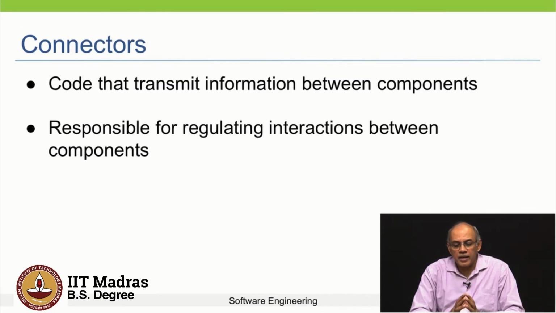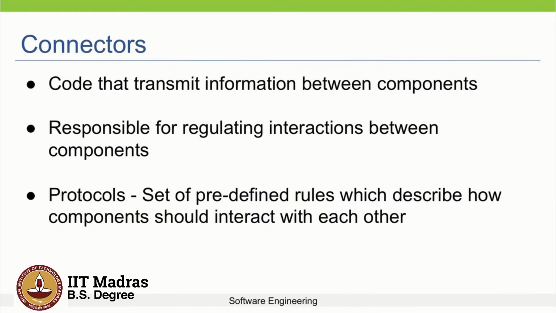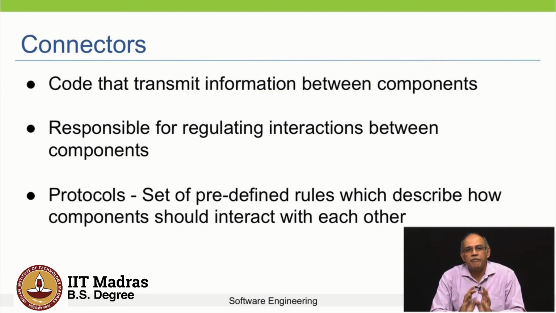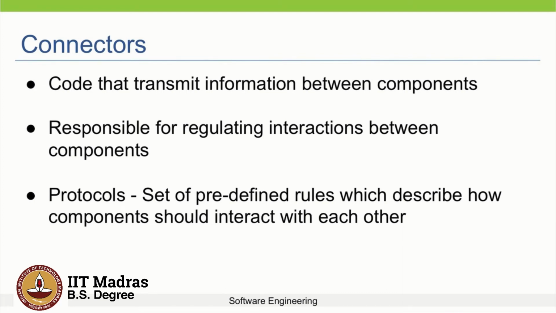Now there needs to be a standard way in which components can interact with each other. These are called protocols. A protocol is nothing but a set of predefined rules which describe how the components should interact with each other. For example, let us say there is the client component and the server component. Both need to understand and agree upon the way in which the message will be transmitted between them, right. It cannot be that the client sends the message in one format while the server is attempting to process the same message in a different format. So the protocol or connector is the understanding between these two components.